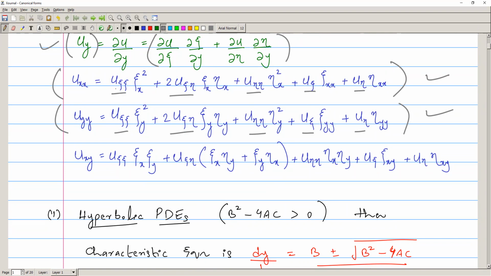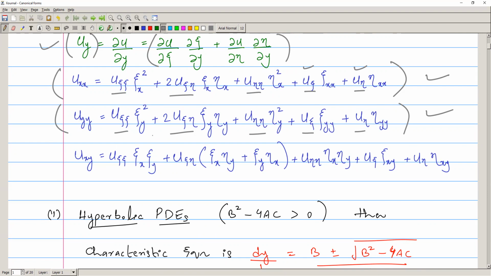Or you can remember it like this: this is the second derivative of u with respect to psi, then the derivative of u with respect to psi times the derivative of u with respect to eta, and then the second derivative of u with respect to eta, then the first derivatives of u with respect to psi and eta, right? So these are the first derivatives of u with respect to psi and eta, right? So in the same manner, we will find uxy.